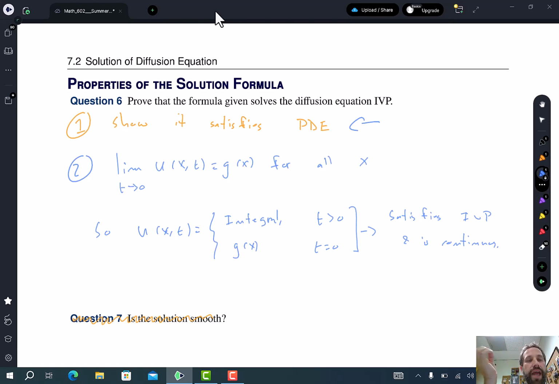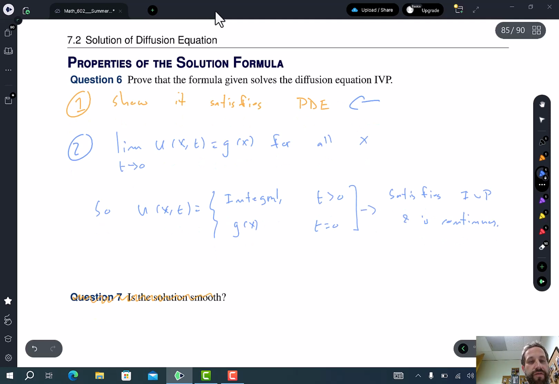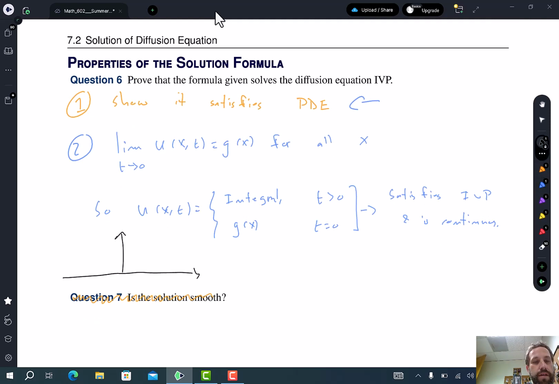So when we say that we have a function that satisfies the diffusion equation, what we really mean is the following. Let's think about the xt plane. This is x, this is t. We start with initial data here, g of x on the line, and then we form the solution u of x, t that gives us a function up here. We know this function when t is greater than 0. That's what you're doing in part 1 here, showing that it satisfies the PDE.